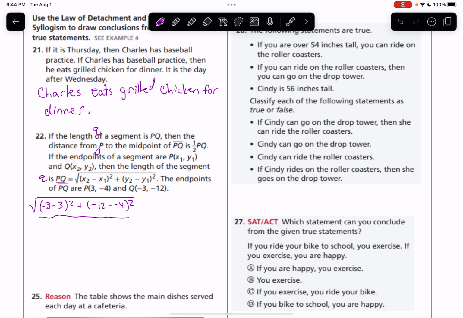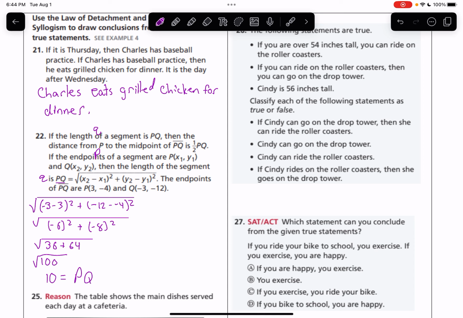So simplifying that is going to give us the square root of negative 6 squared plus negative 8 squared, which is going to be the square root of 36 plus 64, which is the square root of 100, which is 10. So 10 is the length of PQ.